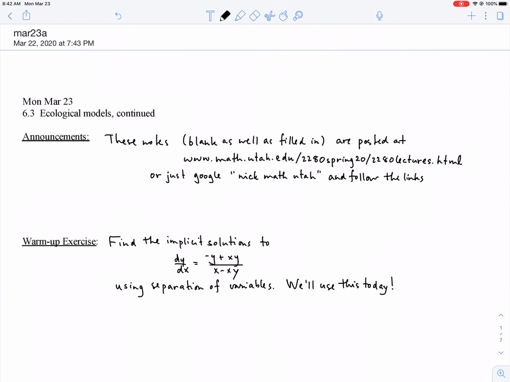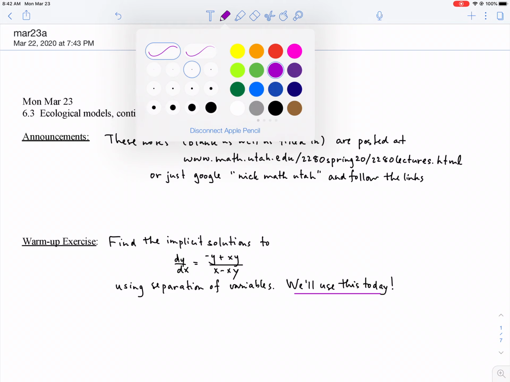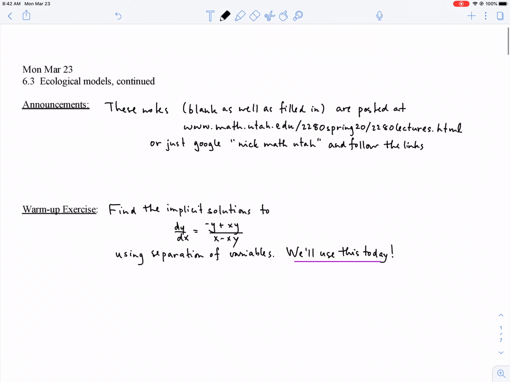Here is a warm-up exercise, which seems to have nothing to do with what we've been talking about, but actually we will use the solutions to this separable differential equation to understand a predator-prey model in today's lecture. So give it a shot.